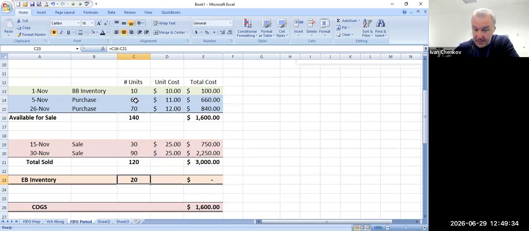Now, a question, and let me change the number for a second. This is only for the purpose of this question. Let's say my ending inventory is 80 units. Now, is it possible that my ending inventory has items from the purchase from November 5th? Yes. Makes sense?